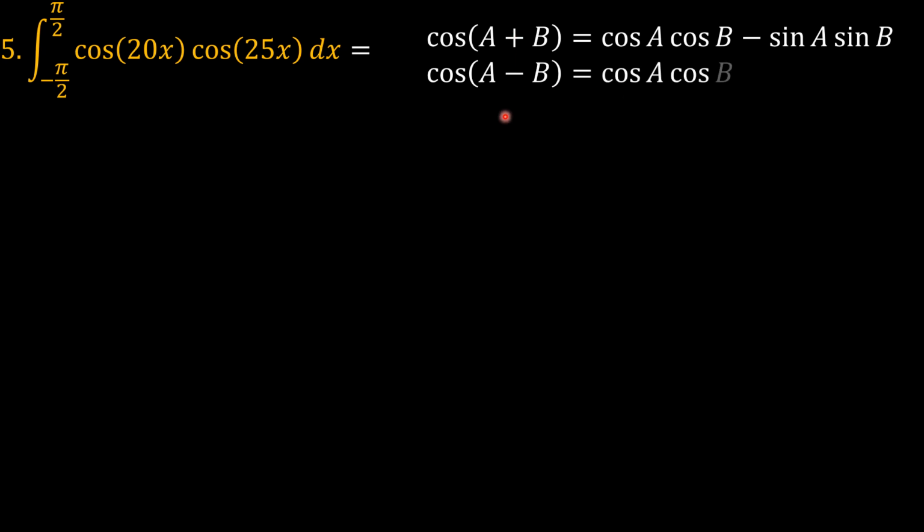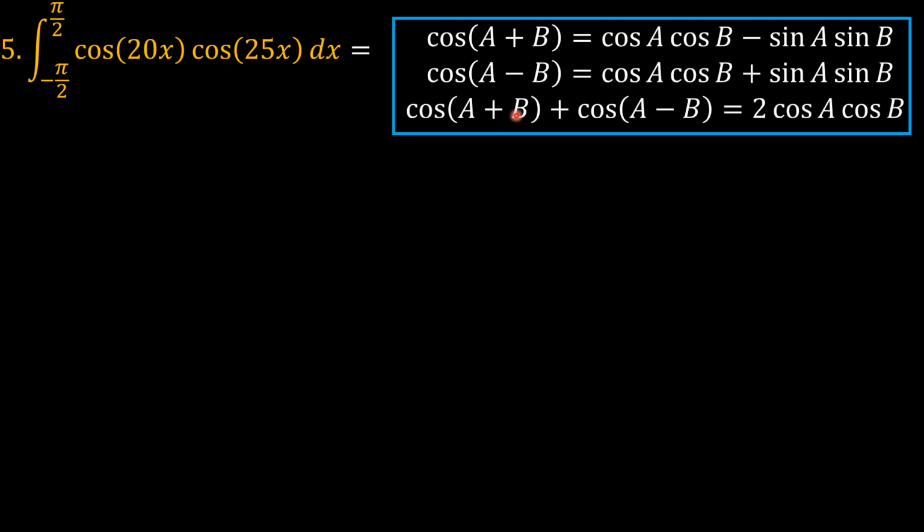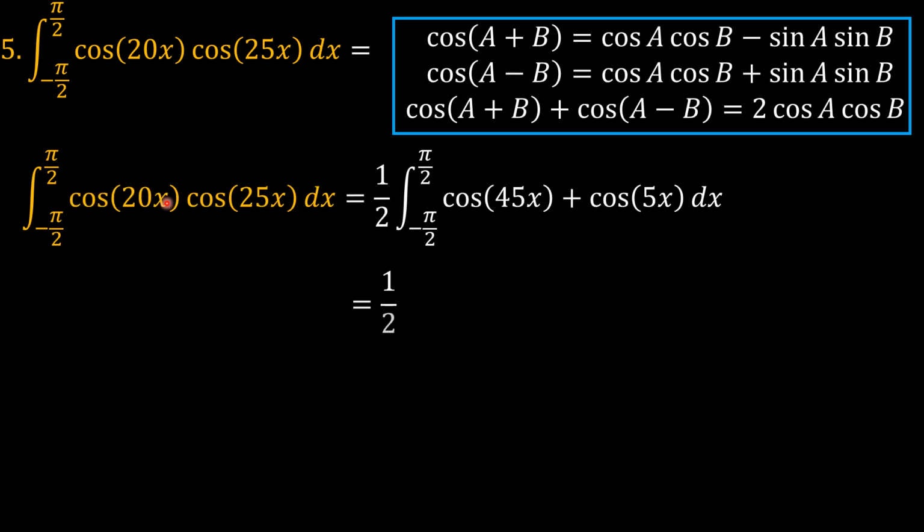And then when you add the left hand expressions here, we have cosine of a plus b plus cosine of a minus b is the same as twice cosine a cosine b, and so that means that when you divide both sides by 2, cosine a times cosine b here is the same as half of cosine of a plus b plus cosine of a minus b. So taking a to be 25x and b to be 20x, we can now say that our expression is the integral of half cosine 45x, which is a plus b, plus cosine 5x, which is a minus b.